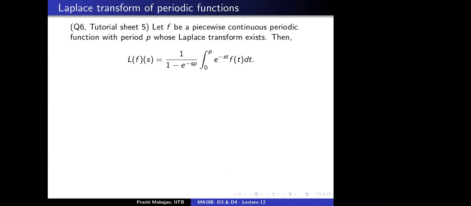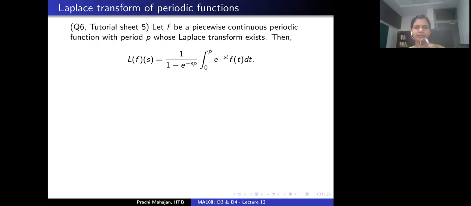So moving on to another problem from tutorial sheet 5. Suppose that f is piecewise continuous on the interval 0 to alpha for every positive alpha. Further, we are given that f is periodic with period p, so f of t plus p is the same as f of t, and this is true for all t. The problem is to evaluate the Laplace transform of the function f.